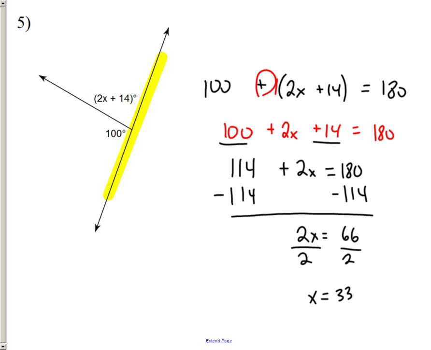33 times 2 is 66, and 66 plus 14 is 80. And you tell me if that makes sense. Should this angle be 80 degrees? Well, 100 plus 80 is 180, so yes, and it looks like we've got the right answer. So it just kind of depends, do they want the angle measurement or do they want the x?